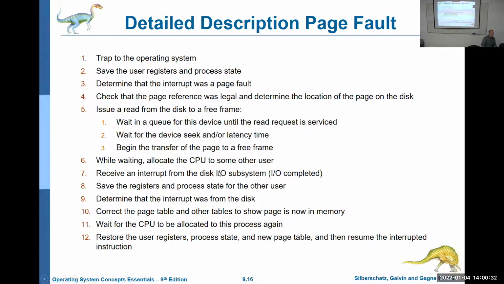Now receive an interrupt from the disk. This is actually a very good review of the whole course, this little slide here, because it's telling you all the things that you should already know. Receive an interrupt from the disk I/O subsystem that the I/O is complete. In other words, meanwhile, we let somebody else take the CPU. We're now waiting for an interrupt to tell us that the I/O finished. It's written in memory. We can go back to that first process.